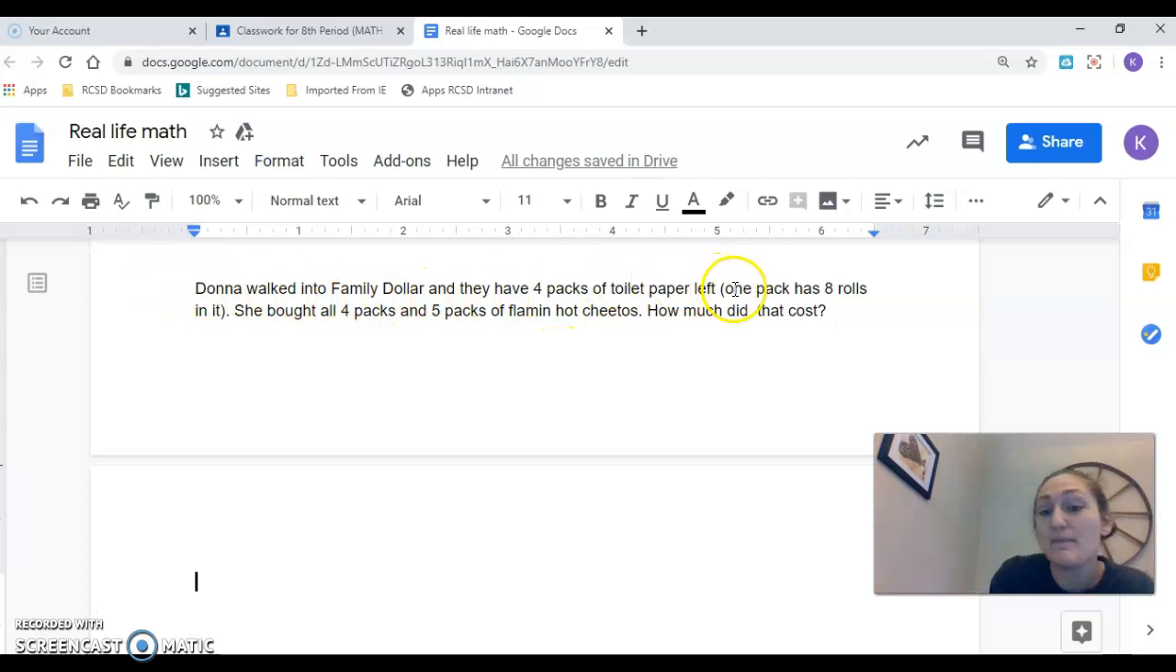Donna walked into Family Dollar. They have 4 packs of toilet paper left. 1 pack is 8 rolls. She bought all 4 packs and 5 packs of Flamin' Hot Cheetos. How much did that cost?